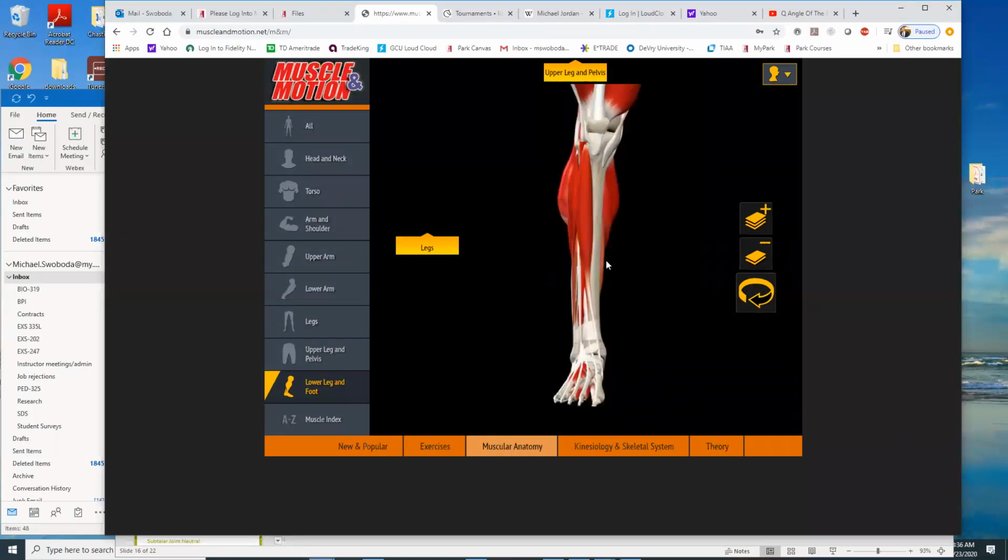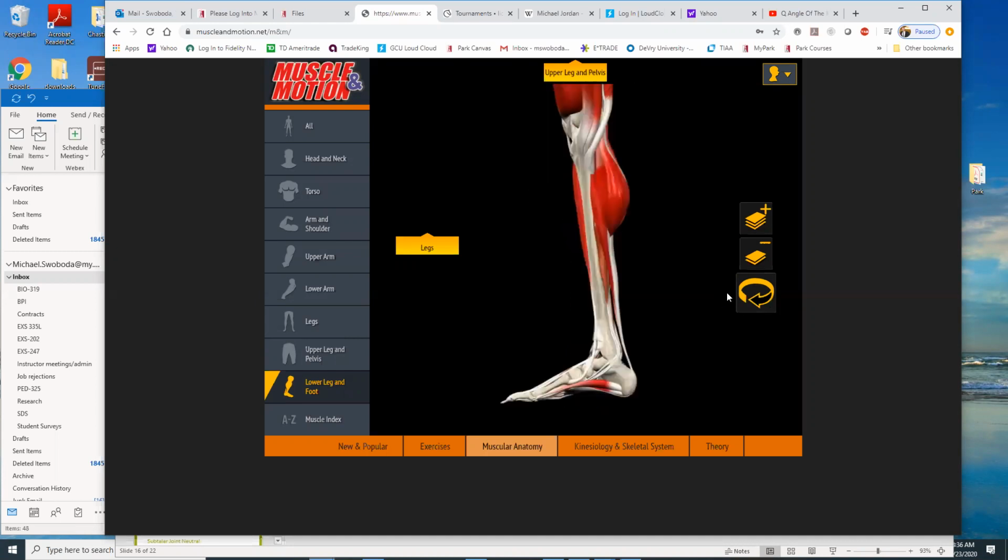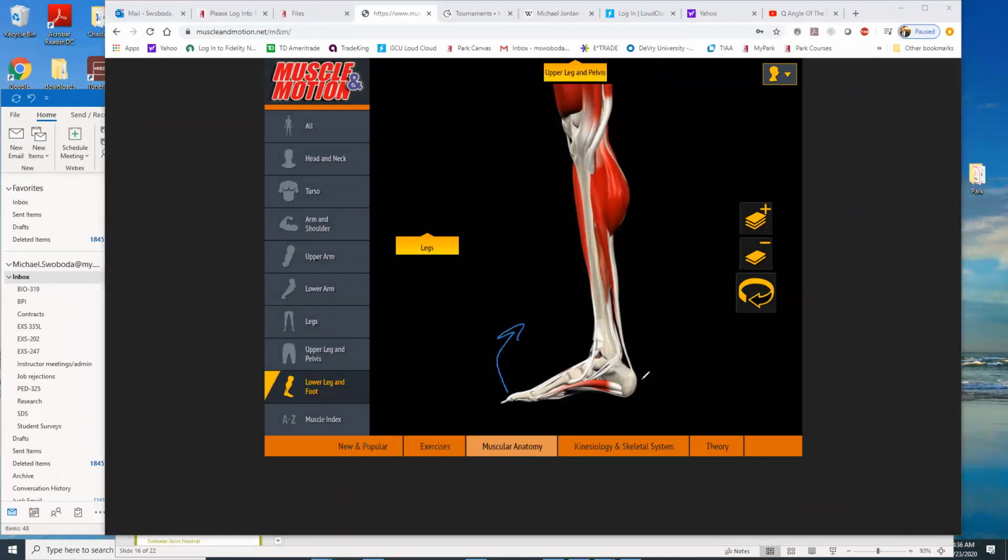Your tibialis anterior and your tibialis posterior. Yeah, I can't get a good view of it from there. But these are going to draw your foot up and bring your heel down. And that's called dorsiflexion.